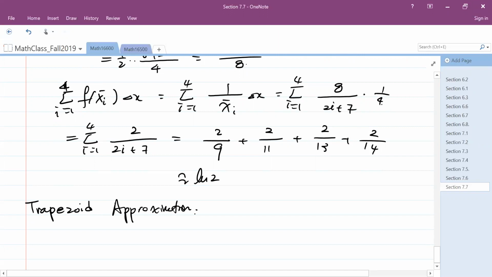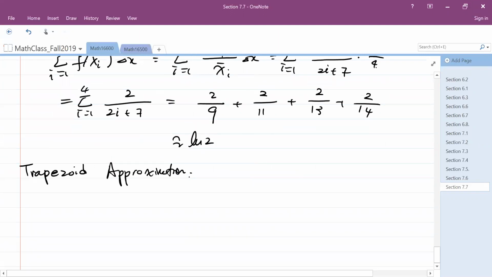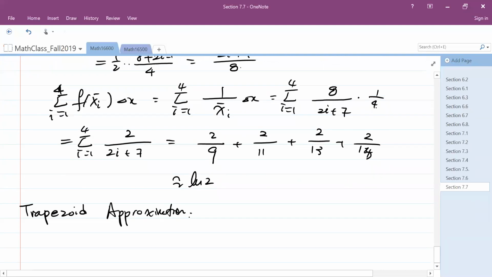For the problem on the quiz or the test, maybe it's not a bigger problem, but I want you to write down all the terms. You don't need to estimate it. It increases by 2 each time.